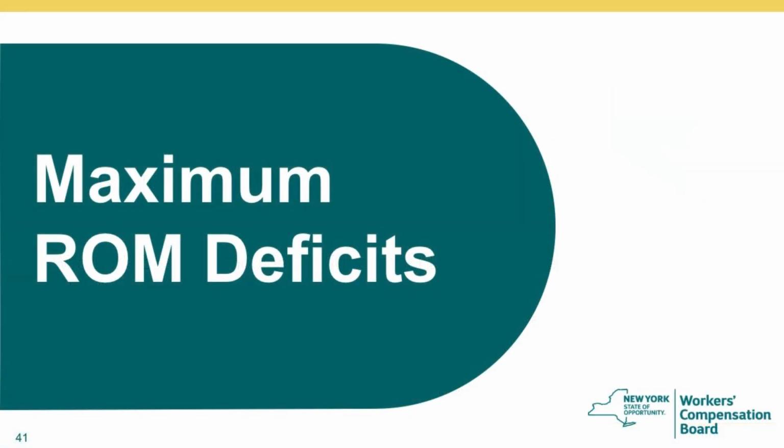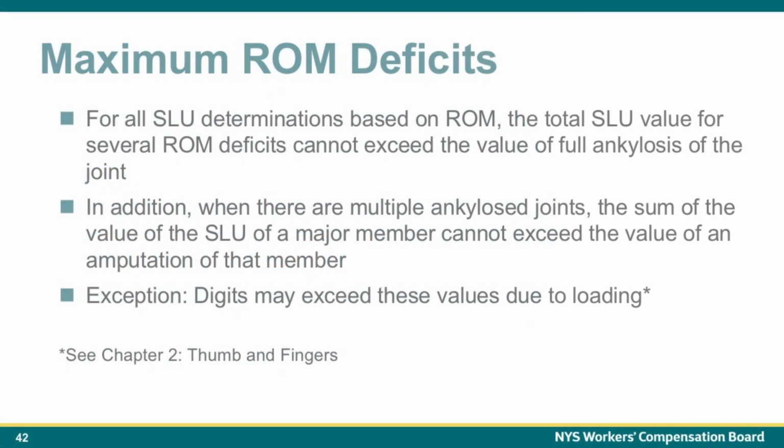Now let's look at some of the rules for range of motion deficits. For SLU determinations, total SLU for several range of motion deficits within a joint cannot exceed the value of full ankylosis of the joint. When there are multiple ankylosed joints, the sum of the value of the SLU of the major member cannot exceed the value of an amputation for that member. An exception to these rules may occur when digits exceed these values due to loading.